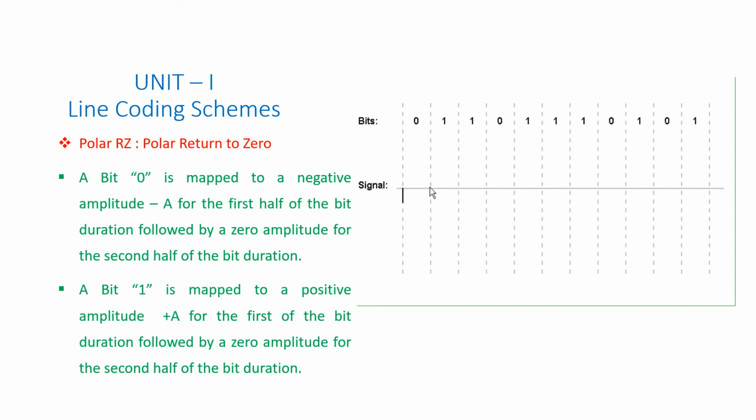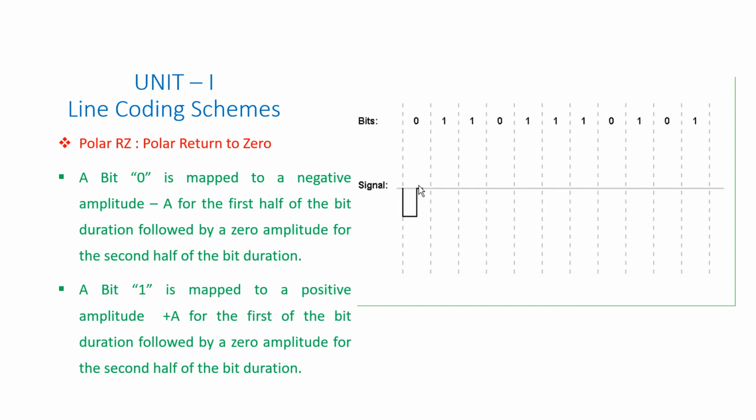If you go with 1, it starts with plus 5 volts, and during the second half of your bit transmission it goes to 0 and continues up to the end of this particular bit sequence. We'll just see the waveform for this pattern.